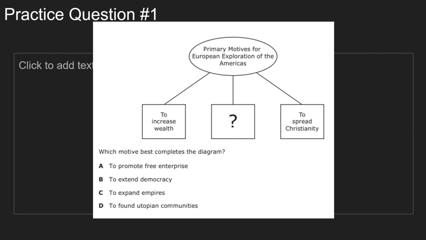Here we go. Primary motives for the European exploration of the Americas. So why did they explore in the Americas? To increase wealth, blank, and to spread Christianity. Which motive best completes this diagram? Press pause. Here's the answer. To expand empires. We just went over that. These European powers wanted to expand their empire, right?